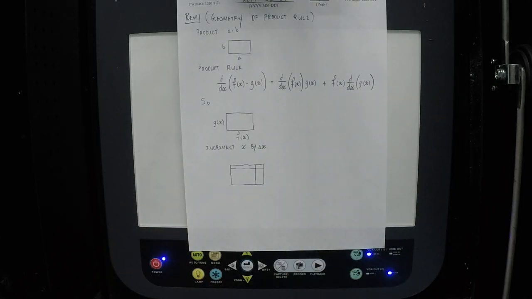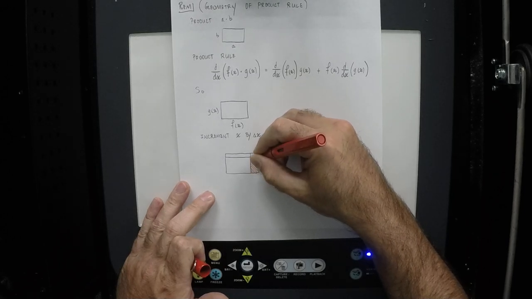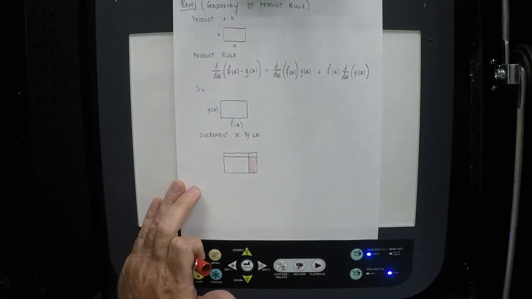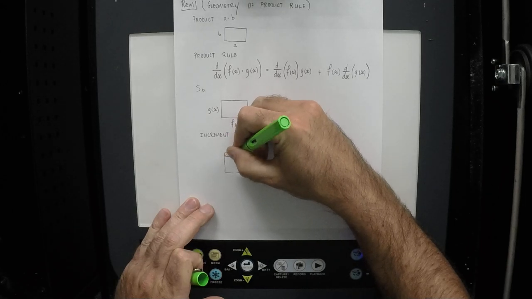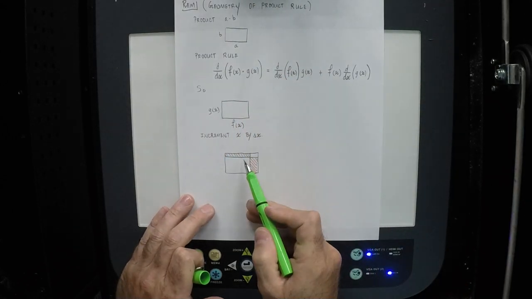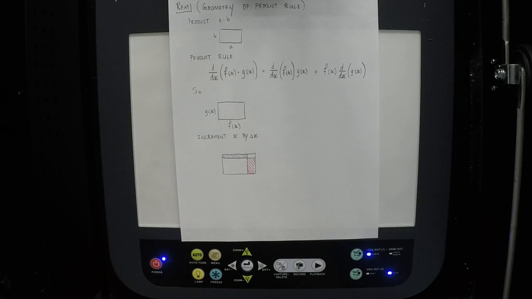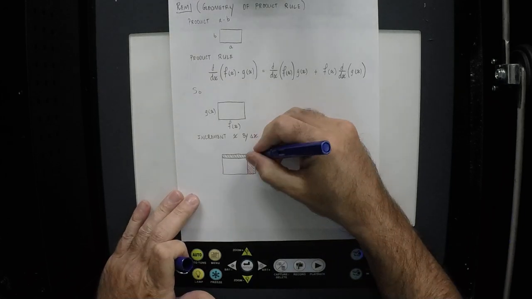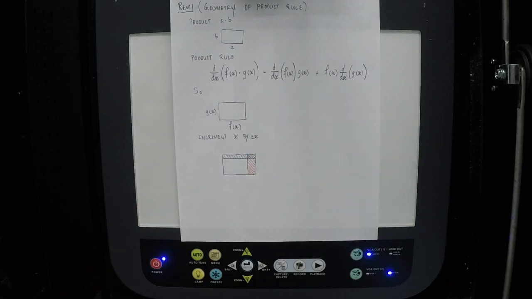Now there are three regions that need to be considered. There's this red region. That's the new stuff that is solely the result of the horizontal measure changing. Then there's this piece, the green piece. That's the piece that is solely the result of the vertical measure changing. Okay, then there's also the corner piece. The corner piece is a result of both of them changing.